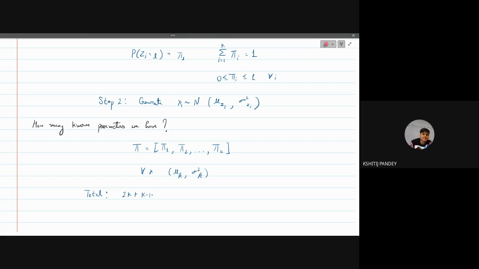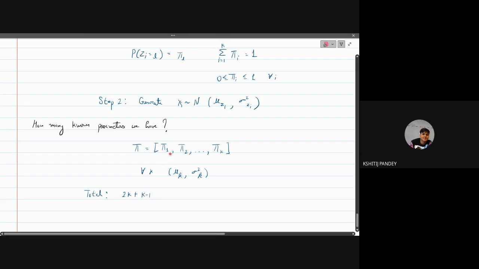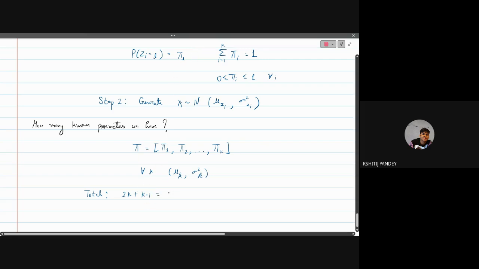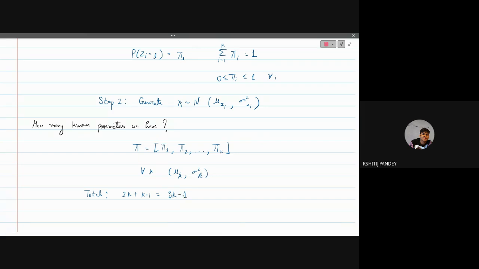And why k minus 1? Because you have k pi's, and the sum of all k pi values will be equal to 1. So the last one we can simply find by subtracting the sum of the first k minus 1 from 1. So that's why we have k minus 1 here. So this comes out to be 3k minus 1. So this many unknown parameters you have here.